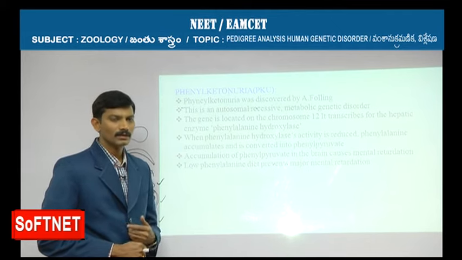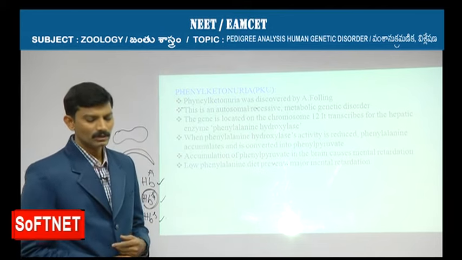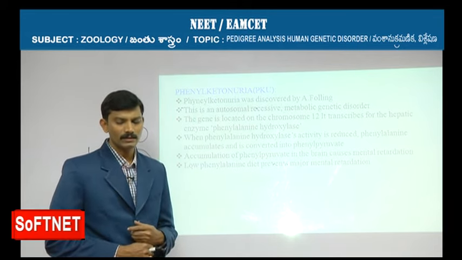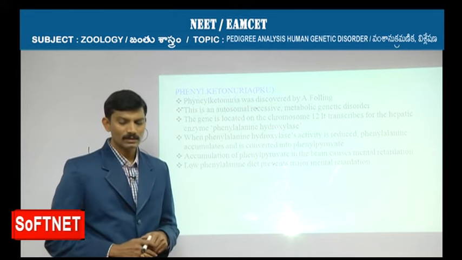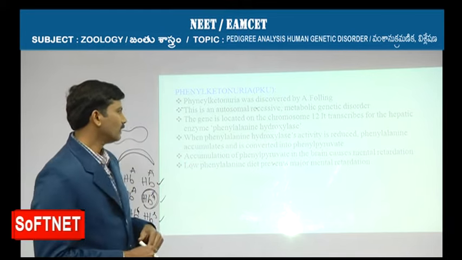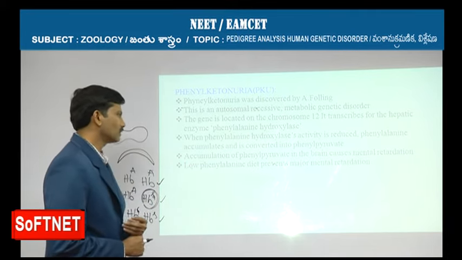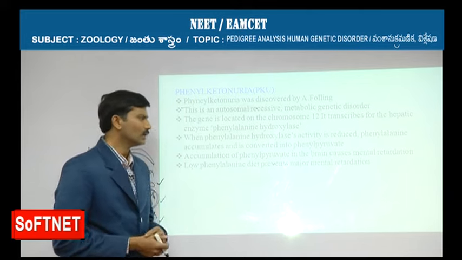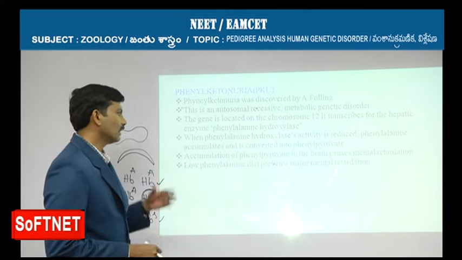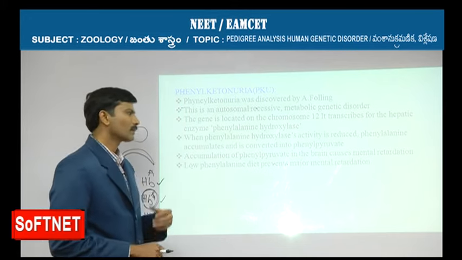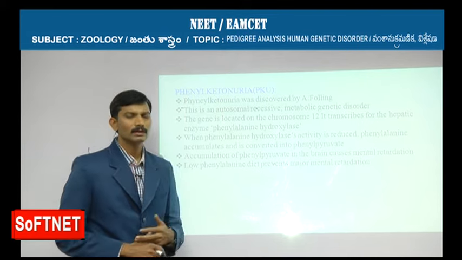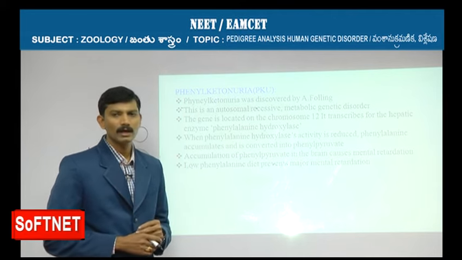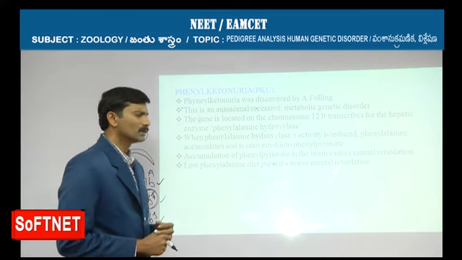In the affected or mutant individuals, as a result of the mutation, this enzyme is not produced. And the lack of this enzyme makes them unable to convert phenylalanine into tyrosine. So phenylalanine is not converted into tyrosine. As a result, phenylalanine starts accumulating and is converted into phenylpyruvate. That accumulation, especially inside the brain, causes mental retardation. The only way to treat this disease is by giving a diet with a low amount of phenylalanine, so that major mental retardation can be prevented.